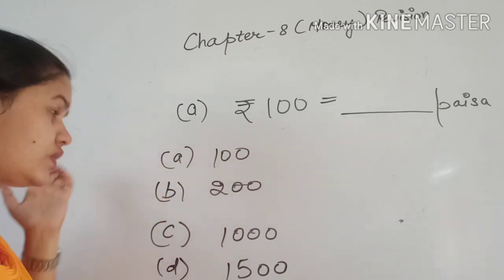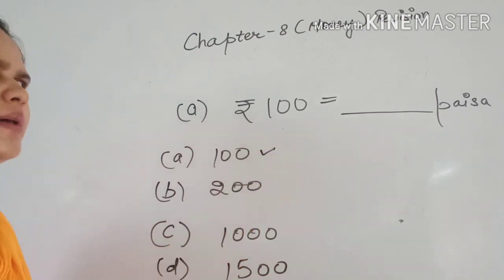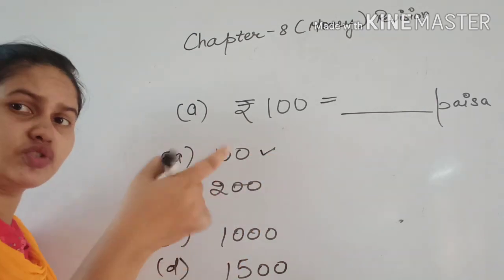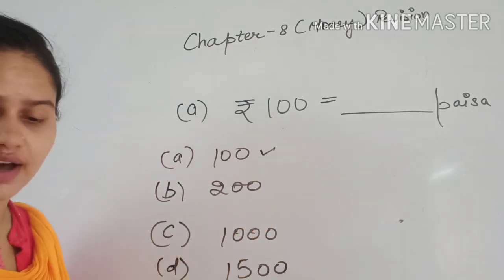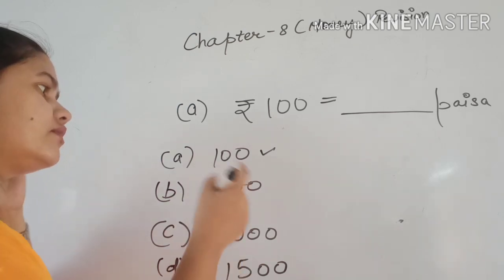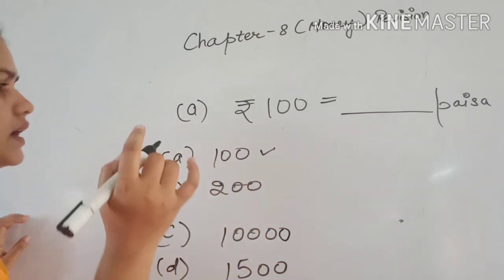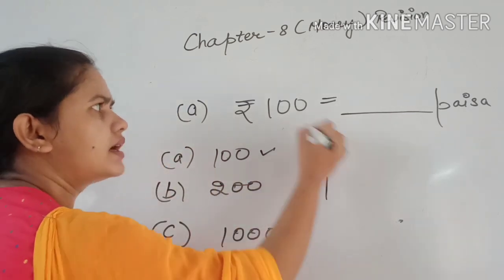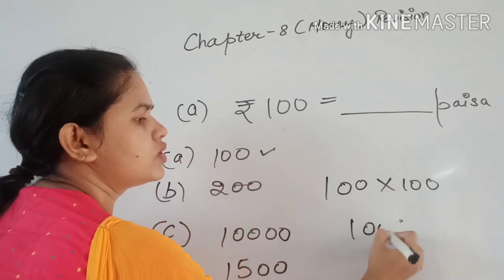So here, students, we have first 100. So simply we have to change it into paisa. So when we change into paisa, what we have to do? We have to take a look, and this one is converted into, sorry, here will be one more 0. Now we can see it's 100, and when we multiply by 100, how many zeros will be here?